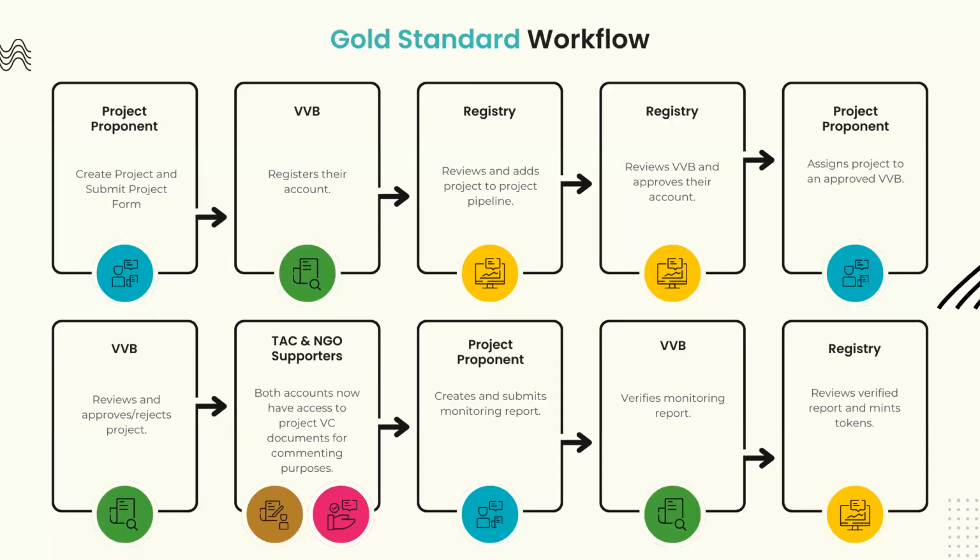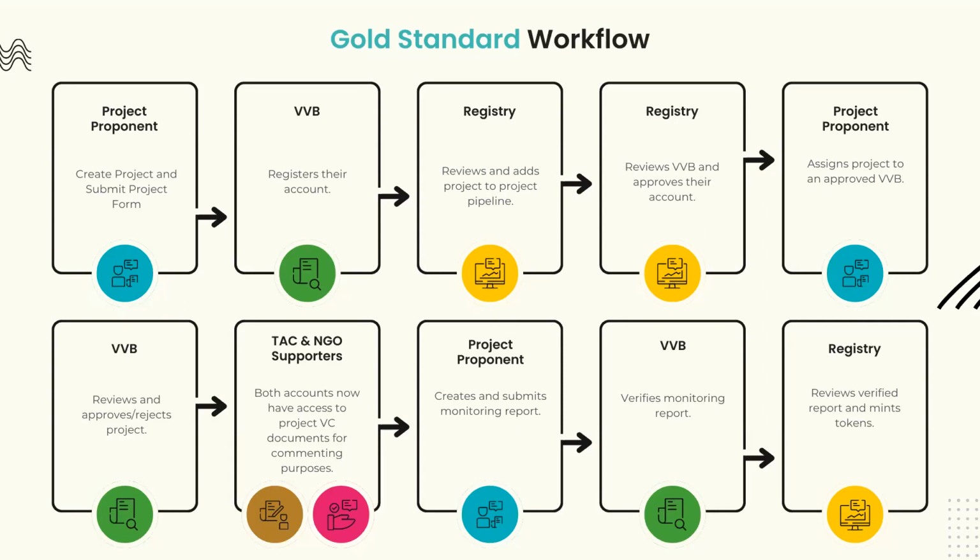Now we have our Gold Standard workflow. So we're going to have different roles like the project proponent, the VVB, registry, and our technical advisory committee, as well as NGO supporters. So the first thing is we're going to start from this side. We have the project proponent creates a project and submits the project form.